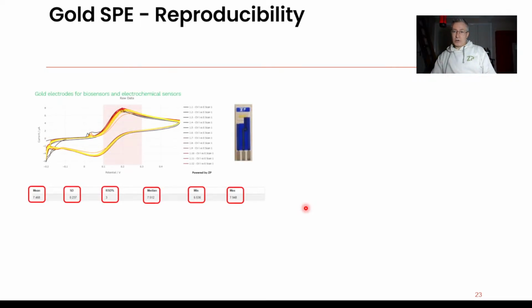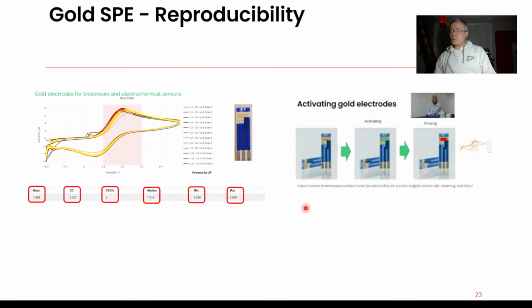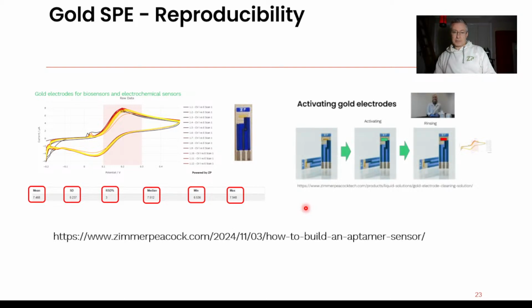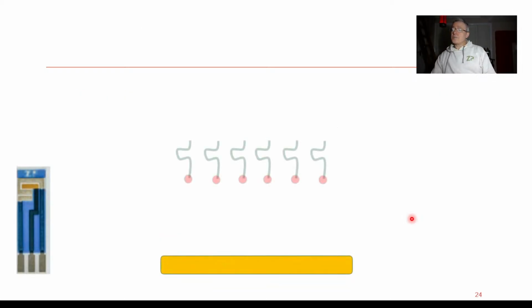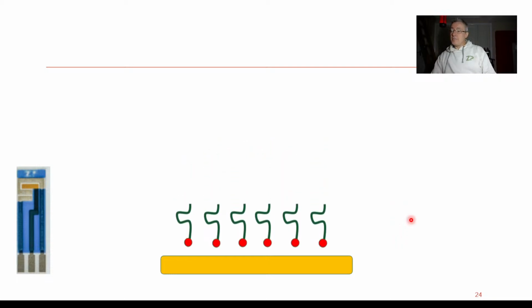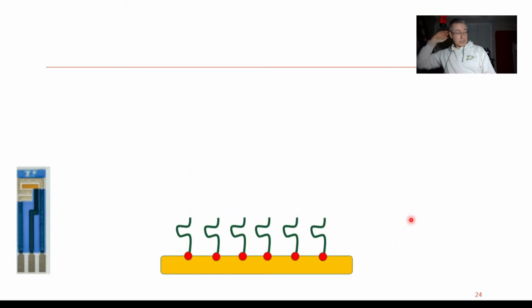Now, something that I have put a lot of videos out about, lots of aptamers are built upon gold electrodes. At ZP, we have talked about activating gold electrodes and how to build an aptamer biosensor. So I don't want to go back over old ground, but I'll put that link in here. In the previous link, we take a lot of effort to activate the gold. When I say activate the gold, it's a slightly fancy way of saying just clean it. We clean it just before use, then put these thiols on there.